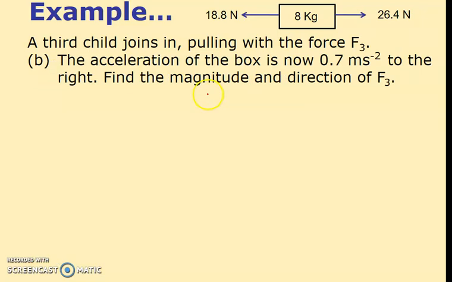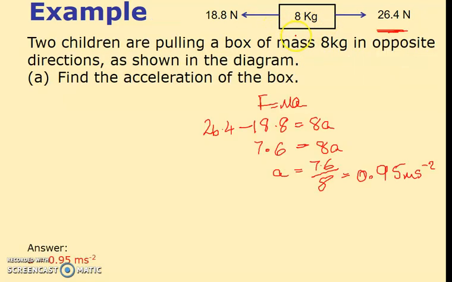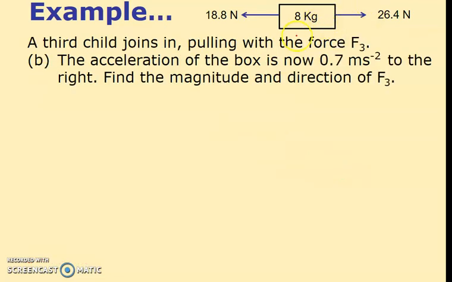And then a third child comes along. He starts pulling with a force of F3. So it was going this way with an acceleration of 0.95. The third kid comes along and he must be pulling, I'm guessing, this way. That's my gut feeling. Because it's slowing down, that acceleration is now only 0.7.